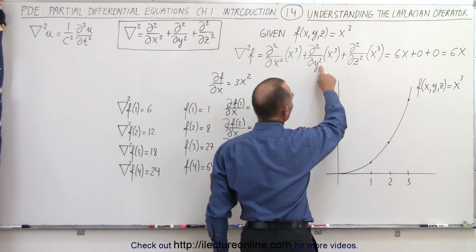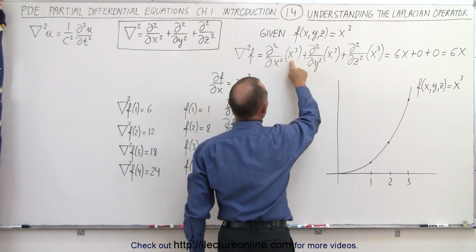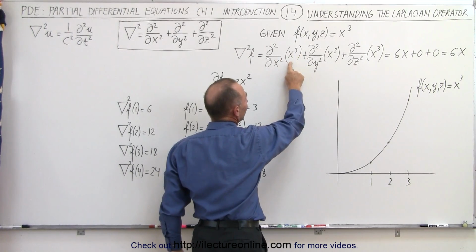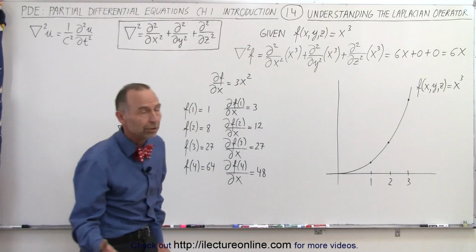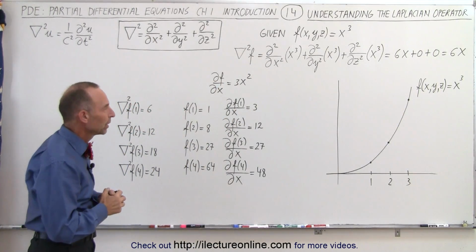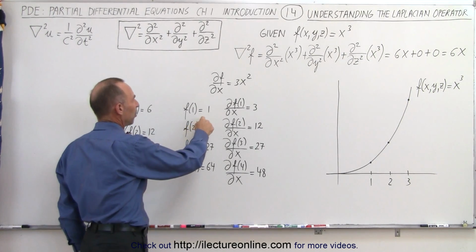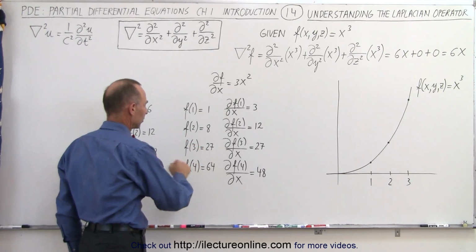Notice when we do it with respect to y and z, we get zeros, and for x, first we get 3x squared for the first derivative and 6x for the second derivative. So the result of the Laplacian is 6x. But then what does that mean? So what we're going to do here is evaluate the function at 4 points: x equals 1, x equals 2, x equals 3, and x equals 4.